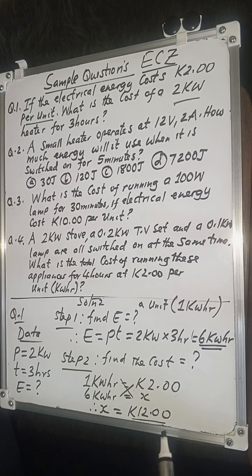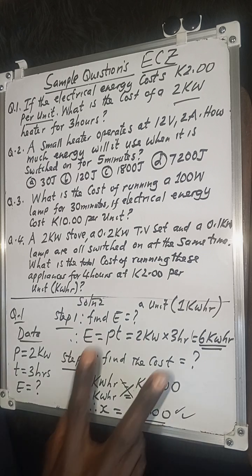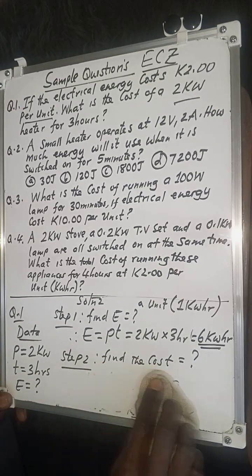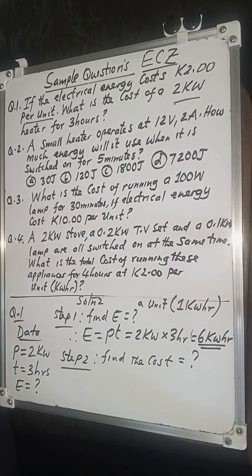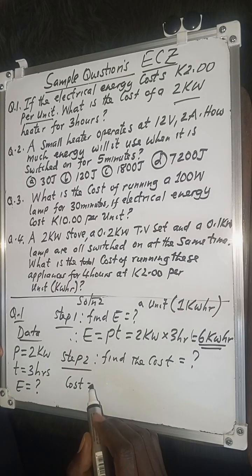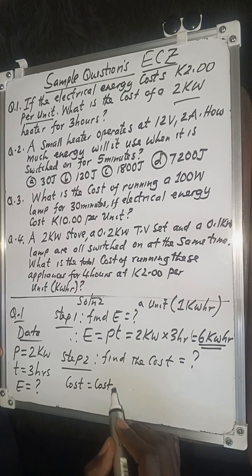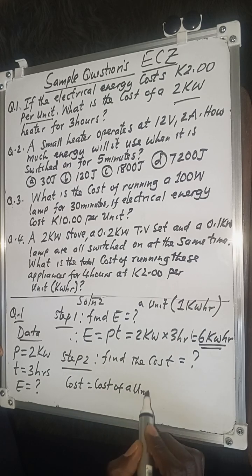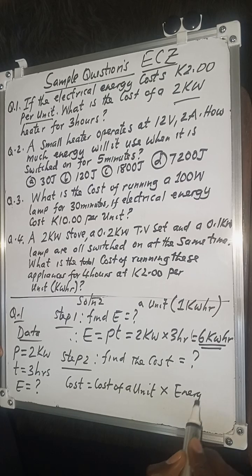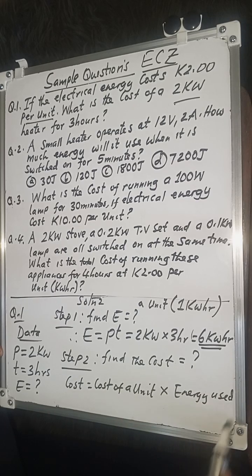So it will cost 12 kwacha for using this appliance. So that is how you can go about that. In simple terms, let me show you another alternative in case some people just love to go direct. If you want just to calculate the cost, you are going to say cost of a unit multiplied by the energy used. That's what you can simply say.